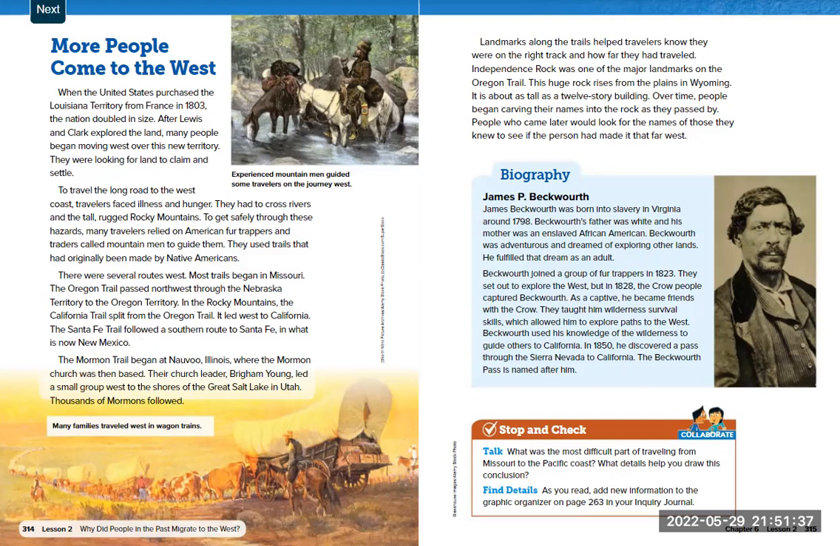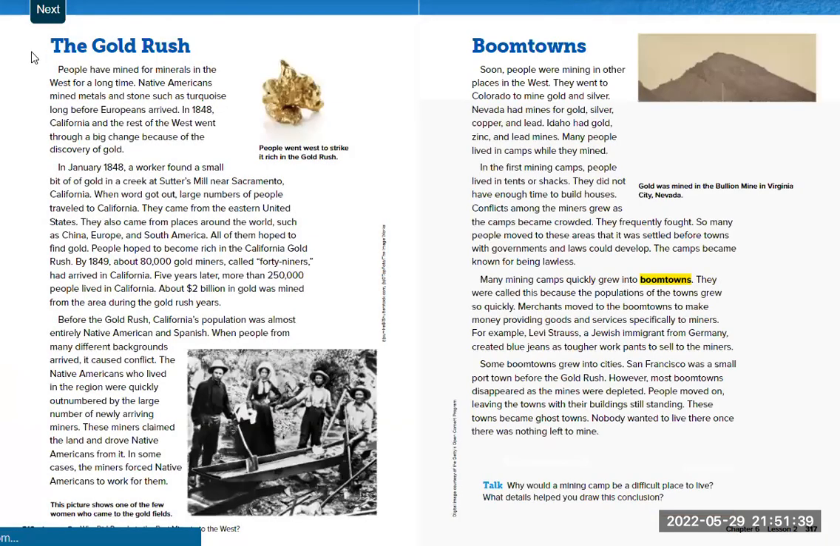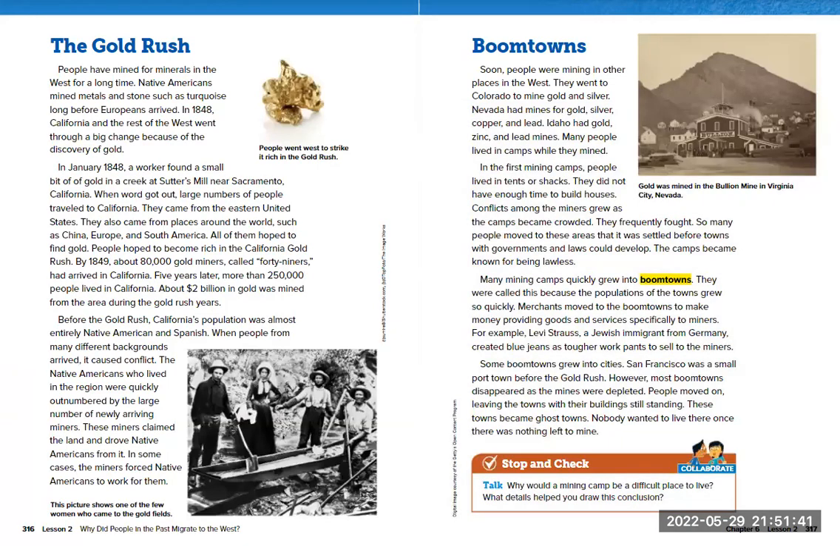The Gold Rush. People have mined for materials in the West for a long time. Native Americans mined metals such as stone and stones such as turquoise long before Europeans arrived. In 1848, California and the rest of the West went through a big change because of the discovery of gold. In 1848, a worker found a small bit of gold in a creek at Sutter's Mill near Sacramento, California.